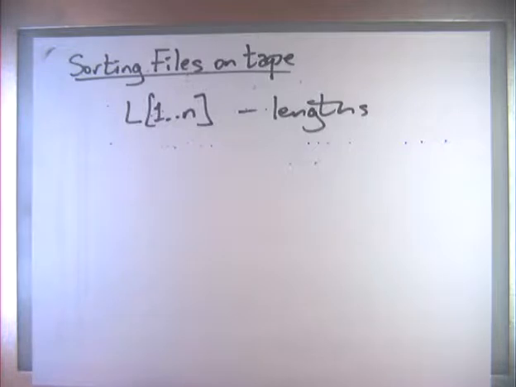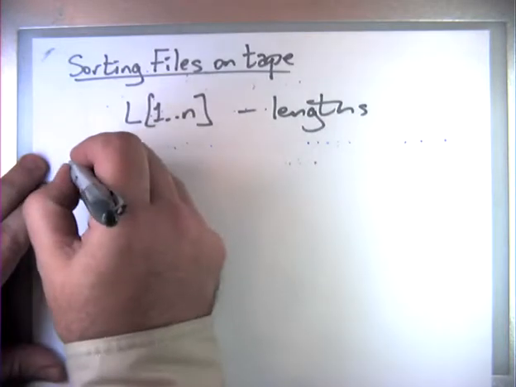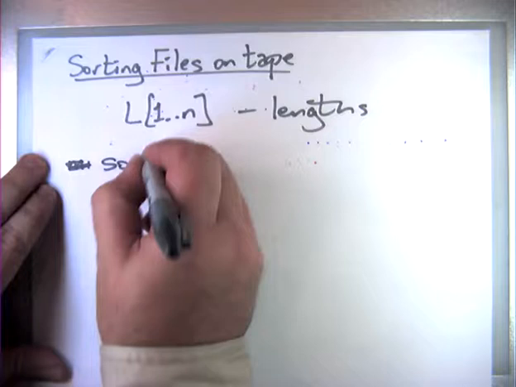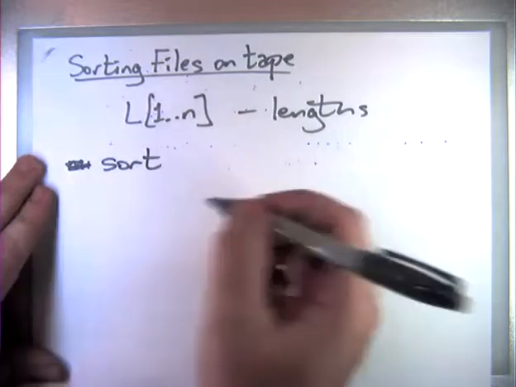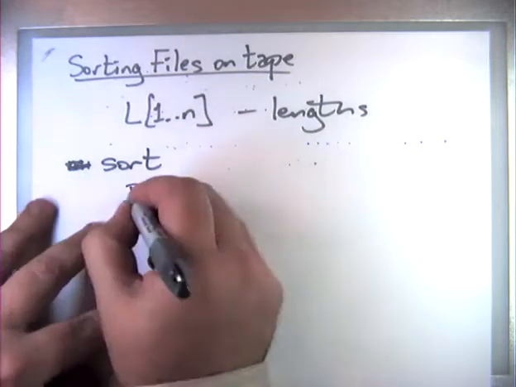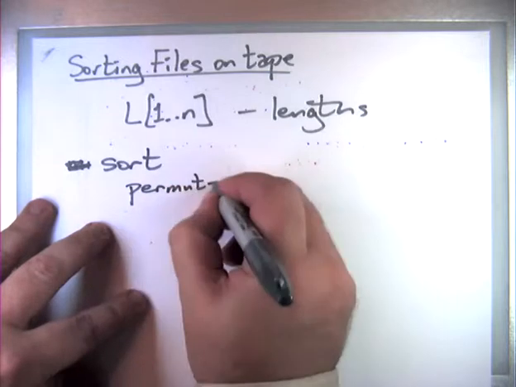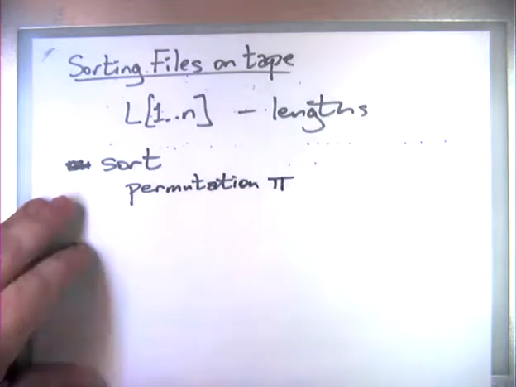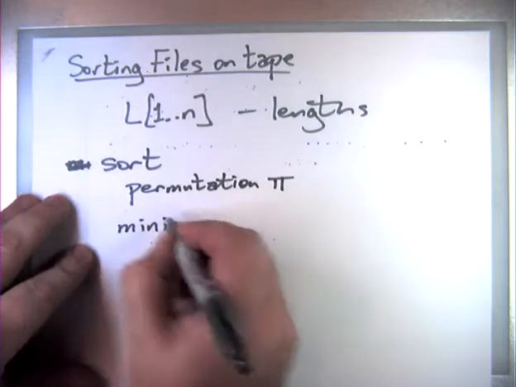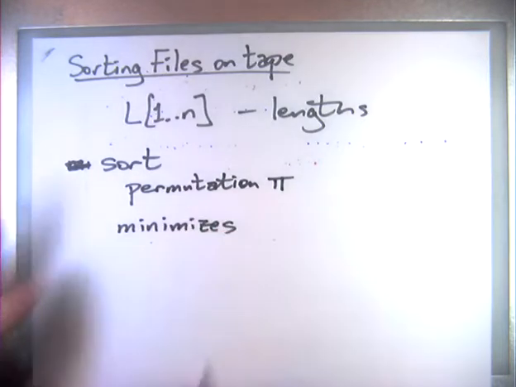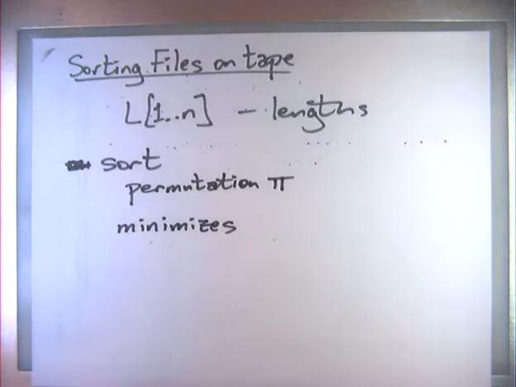Okay, so being able to get to the right tape and also being able to get to the right file on the right tape is of fairly critical importance when dealing with data of that size. So what I want to sort, meaning I want to find some permutation, we'll call it pi, that minimizes the total cost or the expected cost of looking for a random file.